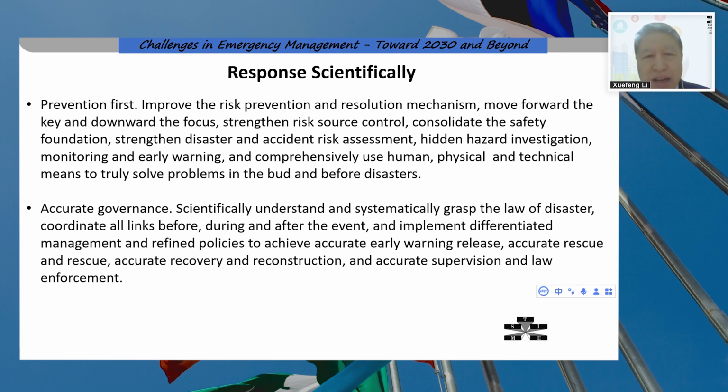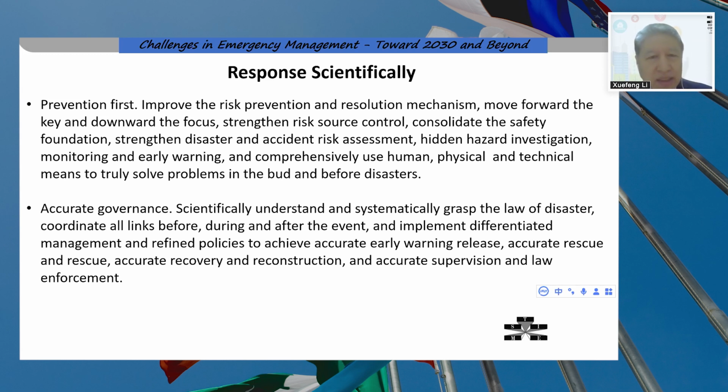The second part of the future aims is to respond scientifically. I think this is a somewhat Chinese expression. In China, to respond scientifically means lots of things. For example, we need to follow the law of nature. But here in the 5-year plan, we emphasize two important issues. The first is prevention first, to not only respond to incidents and disasters, but put more emphasis on prevention. In the 5-year plan, we have planned a series of projects to prevent major disasters.